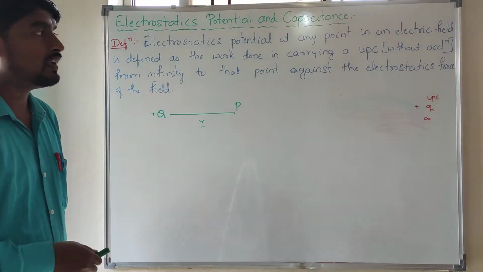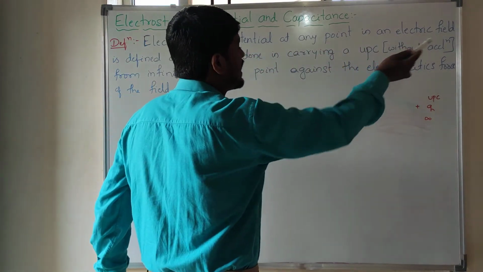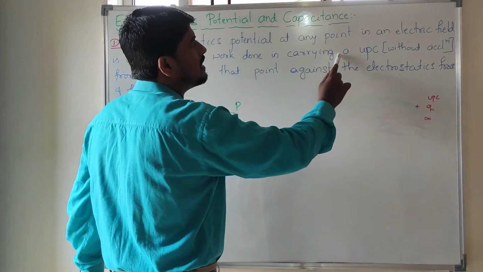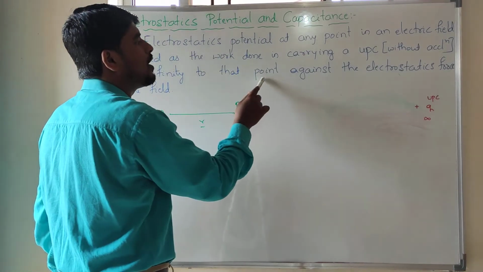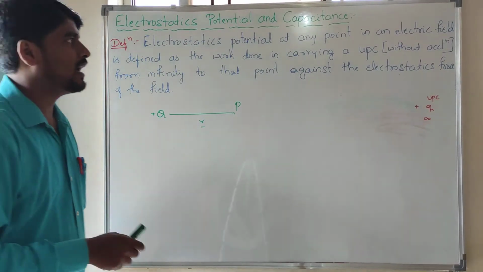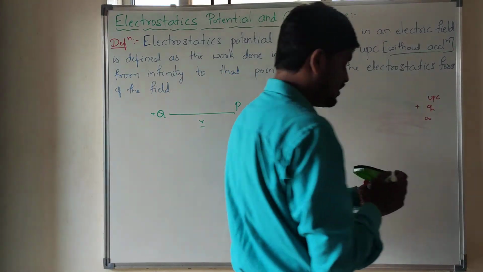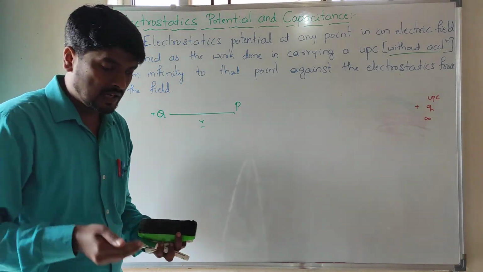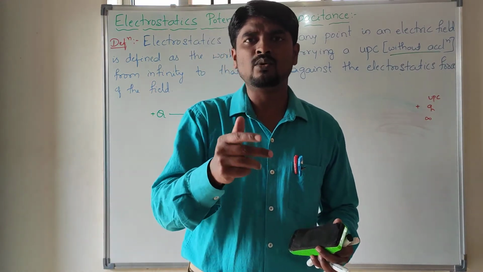That is what we are defining in a proper manner. Electrostatic potential at any point in an electric field is defined as the work done in carrying a unit positive charge, or UPC, from infinity to the point against the electrostatic force of the field. Condition applies. Here we have underlined the words without acceleration. What is meant by without acceleration? The work done, if you recall the first PUC definition, is nothing but force into displacement.